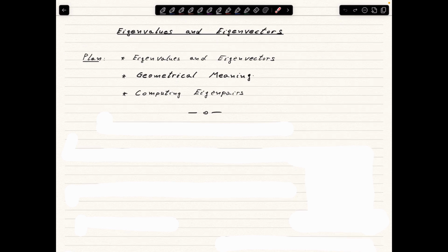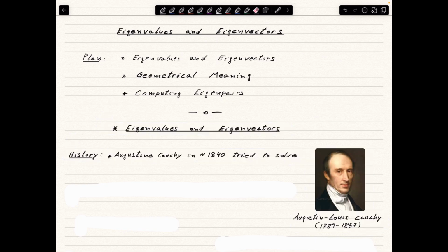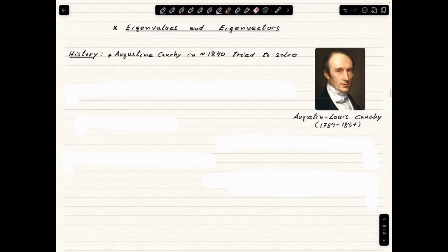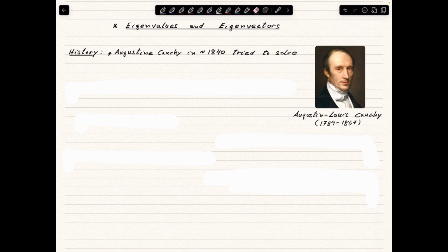Let's start with a little bit of history. The first mention of the concept of eigenvalues and eigenvectors of a matrix was made by Augustin Cauchy around the 1840s, when he tried to solve a system of differential equations of the form x prime of t equals some matrix A acting on x of t. Here, this matrix is an n by n matrix. Let's suppose it's a constant matrix. And here we have our variable vector, which is an n-vector valued function of t.